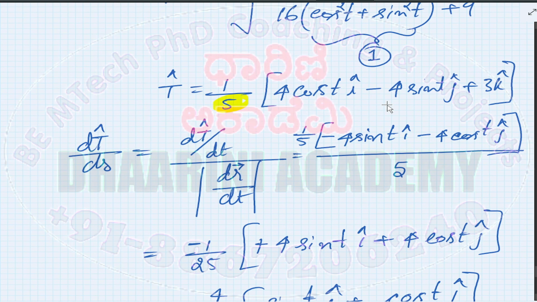dT cap can be obtained by differentiating the T cap, which is just above this. You can see here there is 1 by 5. 4 cos t differentiation is minus 4 sin t. Then we have the next term, minus 4 sin t, whose differentiation is minus 4 cos t. Differentiation of the next term 3, which is a constant, is 0, so we don't write that. Divided by the denominator 5, which is nothing but the magnitude of dr by dt. The magnitude of dr by dt is the magnitude of this, which is in the denominator. You can see 5. That 5 itself can be written.